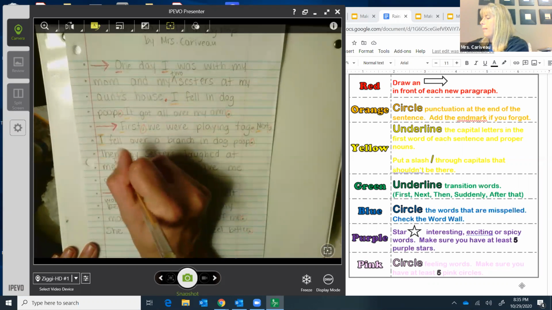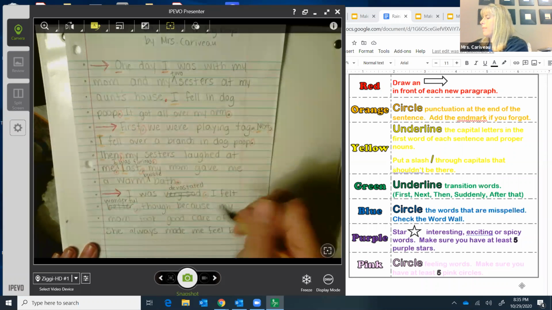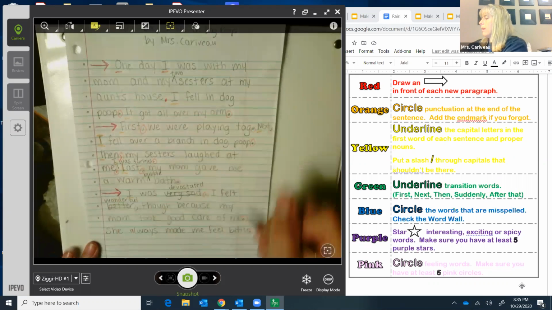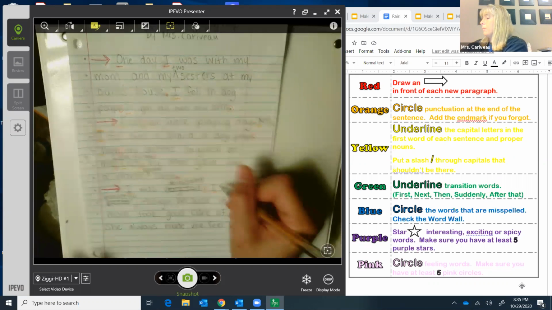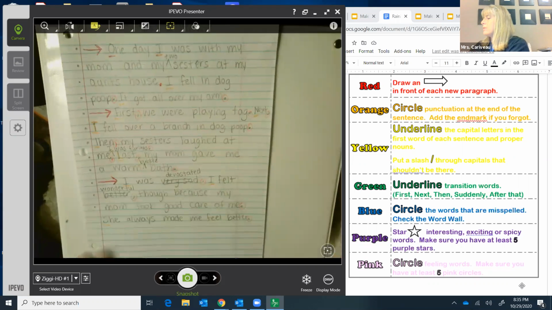Uh-oh, I forgot my L, needs to be capital. Gave me a warm bath. I, capital. There's a period, but also I, so it has to be capitalized. And she. Okay, so I really looked for my periods and then I underlined my capitals. If I forgot something, I just wrote it in there in yellow.